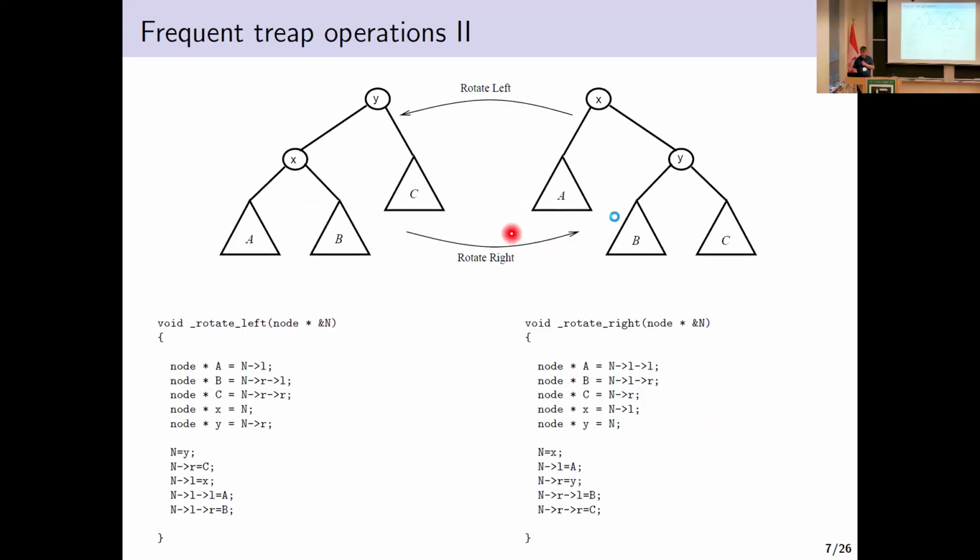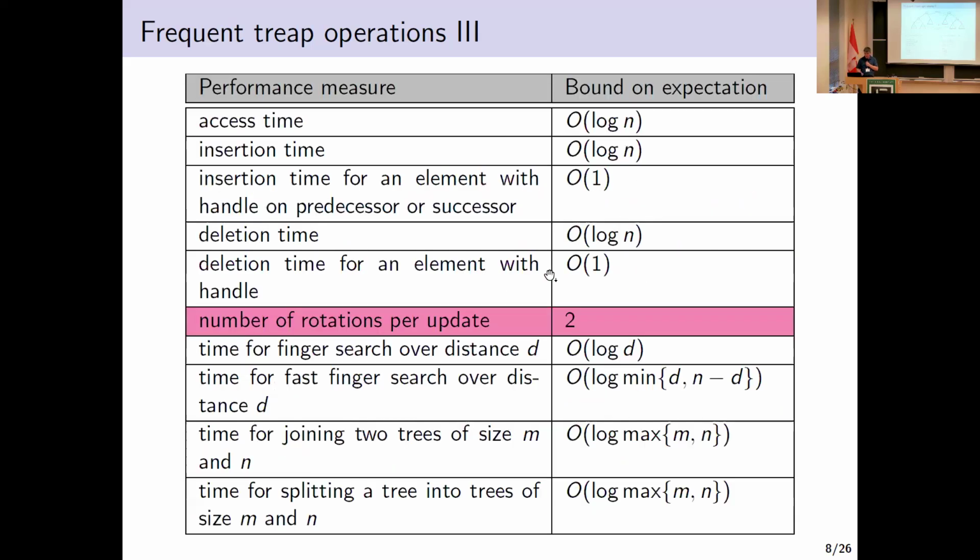So here's a rotation, okay? We can rotate left. I think you all know that, so I'm going to go faster. This is taken from Aragon-Seidel, and these are the operations that I'm interested in. I want to de-randomize the structure and keep the number of rotations per update to be 2, okay?